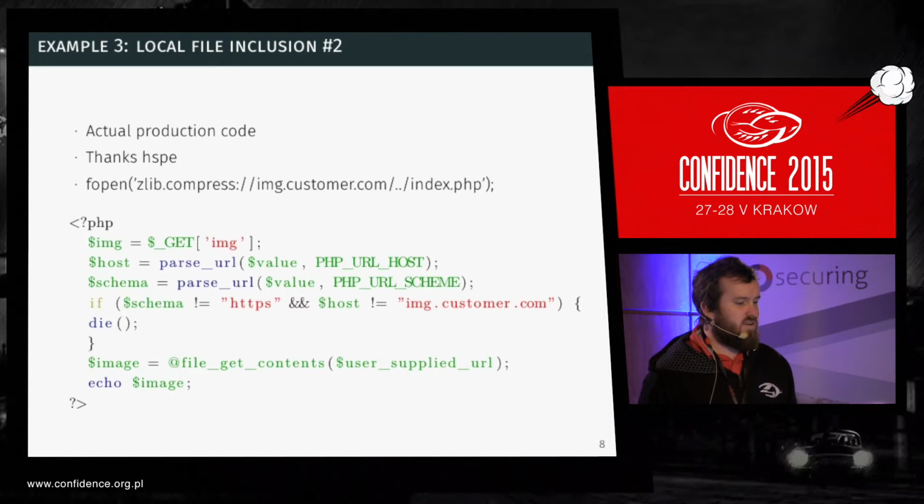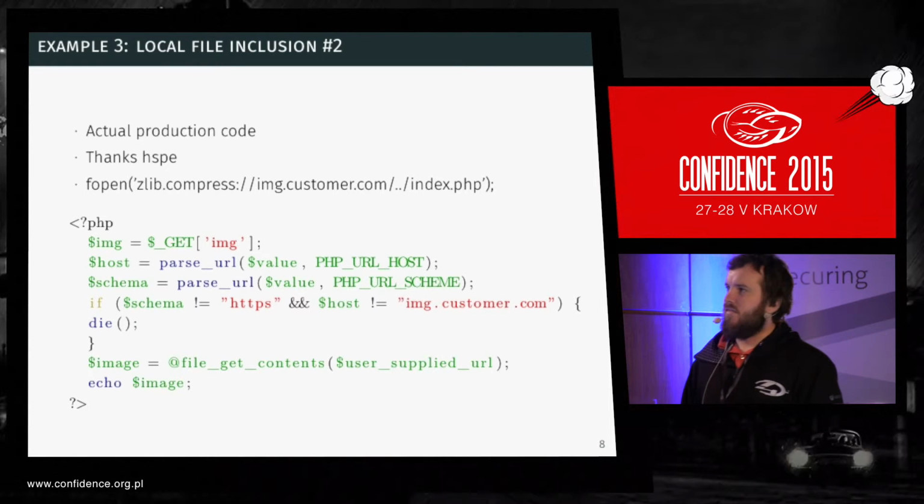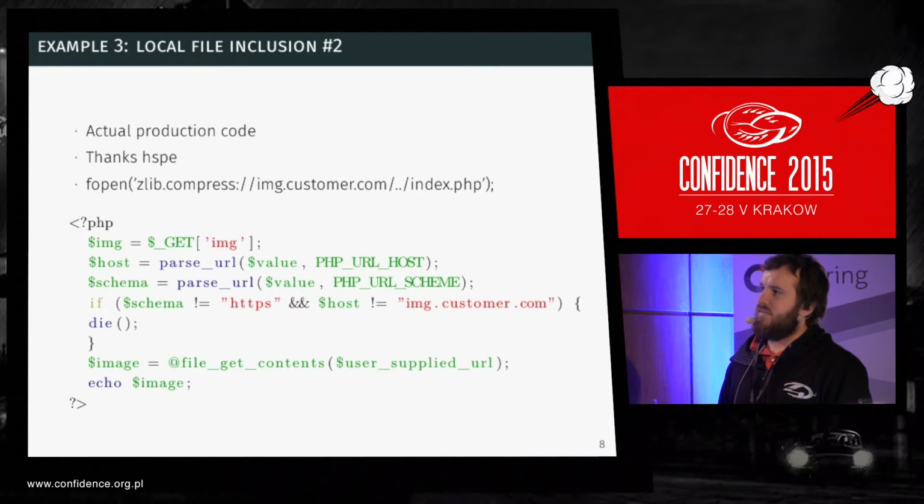Here is some actual production code from one of my teammates. He was doing a security audit for a customer. They had one host name and two servers, and this was one of the servers which hosted images. The original code would get some parameter from the user, extract the host and scheme, and make sure that it was HTTPS and im.customer.com, but they made a mistake.